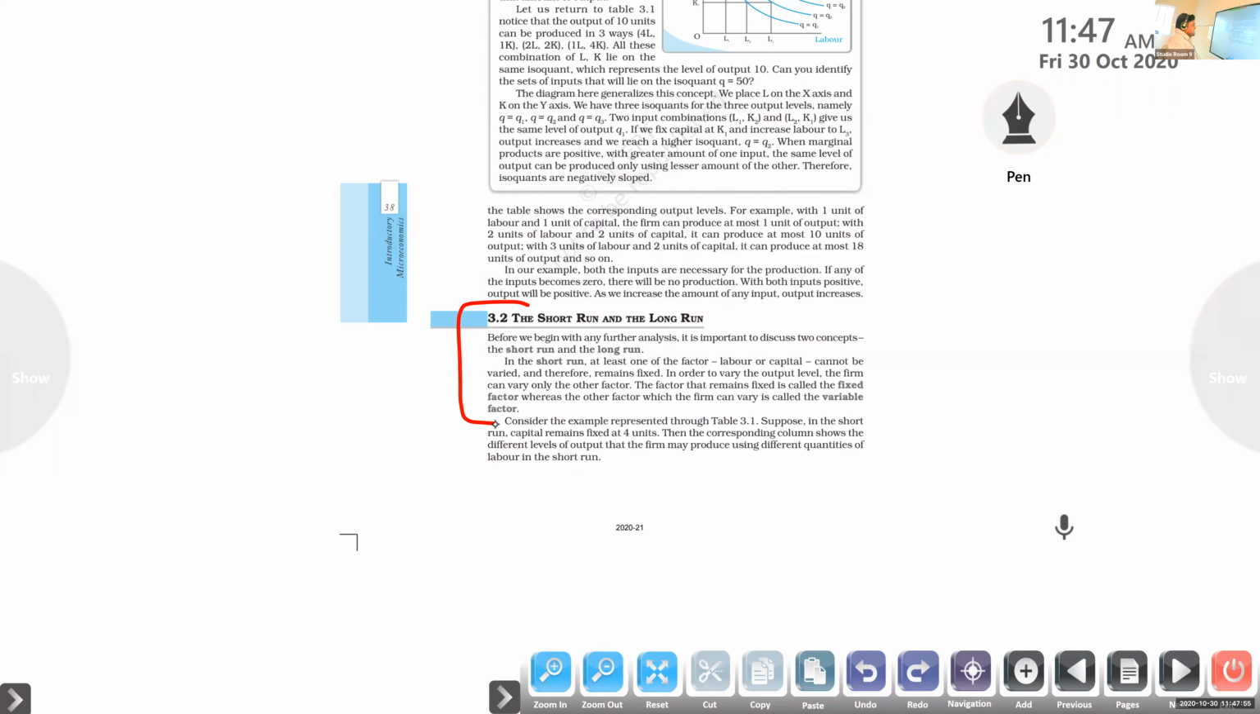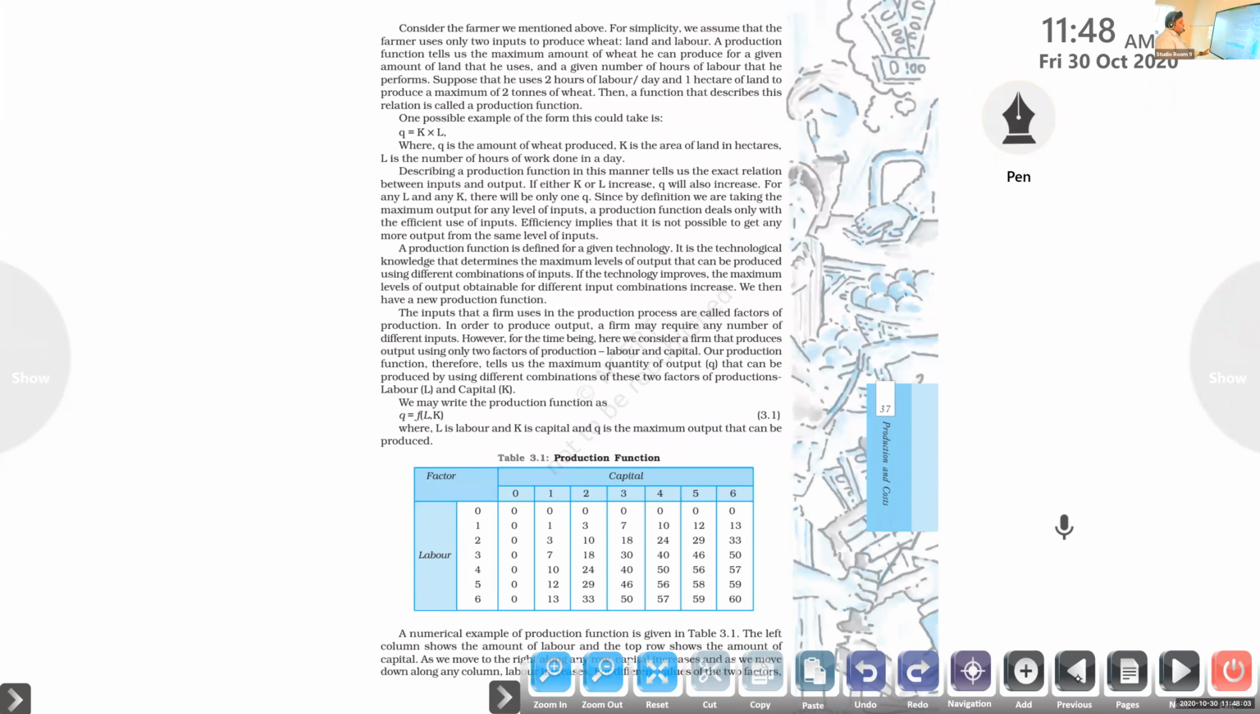Okay, we will discuss that with the help of table 3.4. Already we observed 3.1. Here one factor remains constant: labor is not changing. The firm is making changes in the capital only, 1, 2, 3, 4, 5, 6. By changing the capital, the output also will change. 1 labor, 1 capital, production is 1. 1 labor, 2 capital, production is 3. 1 labor, 3 capital, production is 7. Then 4, 1, 10; 5, 1, 12; and 6, 1, 13.